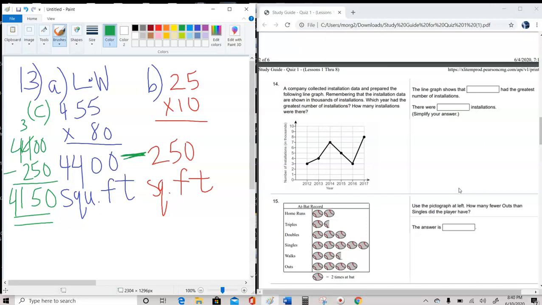Second question, how many installations were there? Be careful, do not put 8. You actually have to put 8,000 since the number of installations is in thousands. So 8,000 installations is the correct answer to the second question.